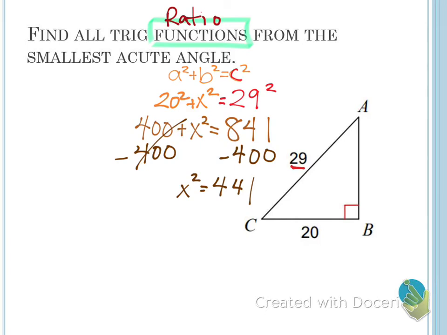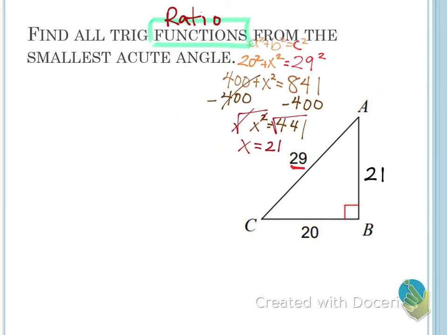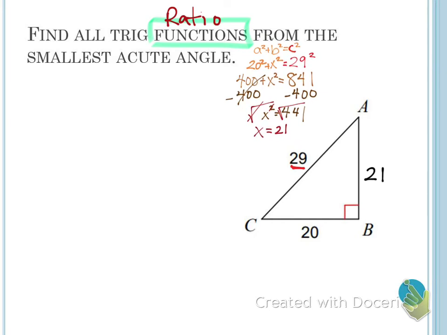And the square root of that, x equals 21. So what did we just find? The length of the other side, correct. So I'm going to fill that in. I am going to make this smaller so it's out of my way.